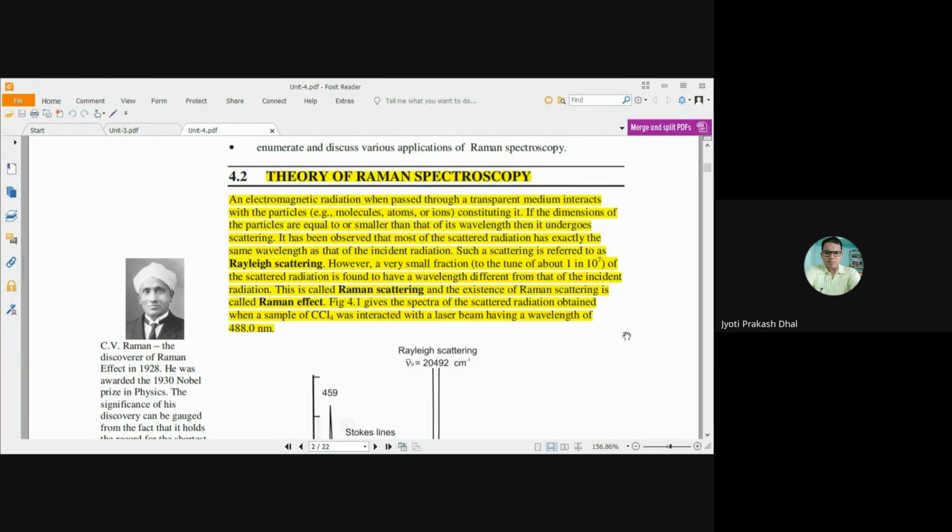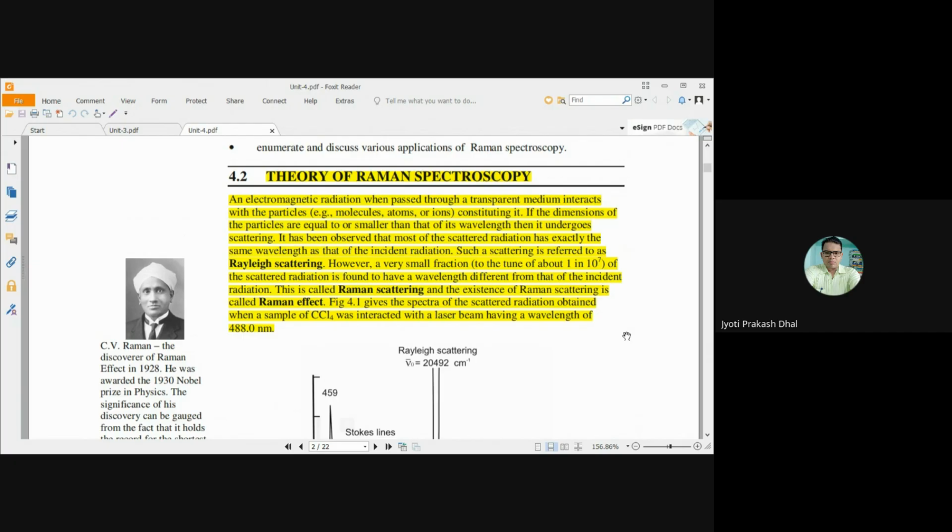An electromagnetic radiation, when passed through a transparent medium, interacts with the particles, that may be atoms, ions or molecules. If the dimension of the particles are equal or smaller than the wavelength of the electromagnetic radiation, that means if the size range of the particles are equal to or smaller than that of the wavelength of the incident light, then it undergoes scattering. Again, I am telling, this is not one type of absorption, this is scattering.